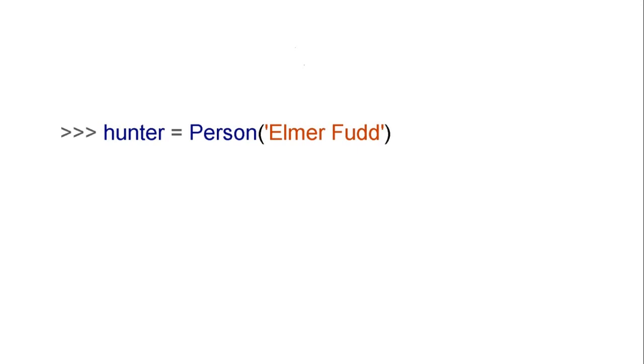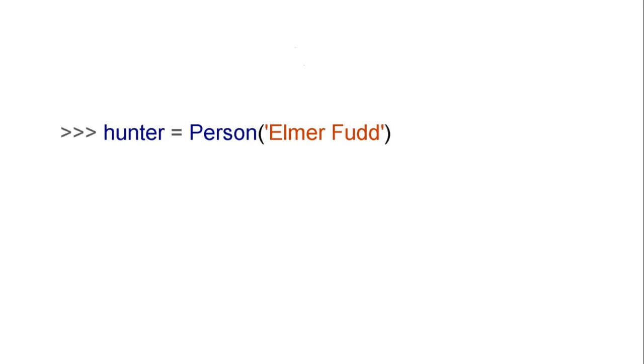Looks up the definition of the Person class. Instantiates a new object in memory. Calls the object's __init__ method, passing the newly created object as self and the other argument as name. Stores the value of name in the object. Returns the new object. Attaches the name hunter to the object.